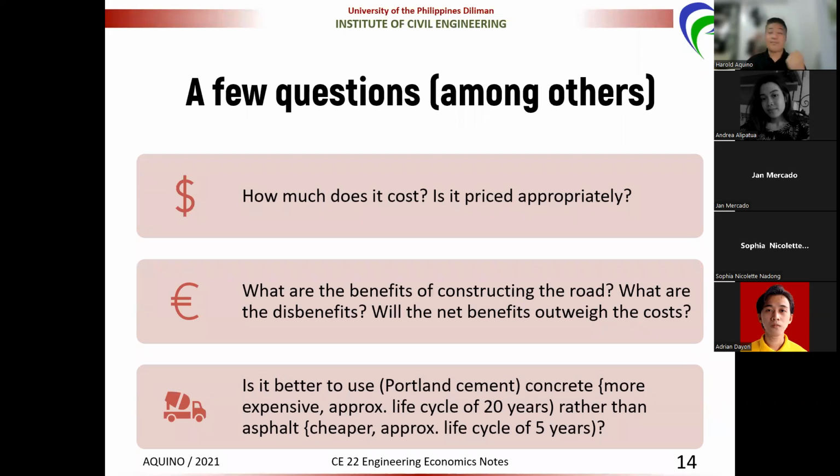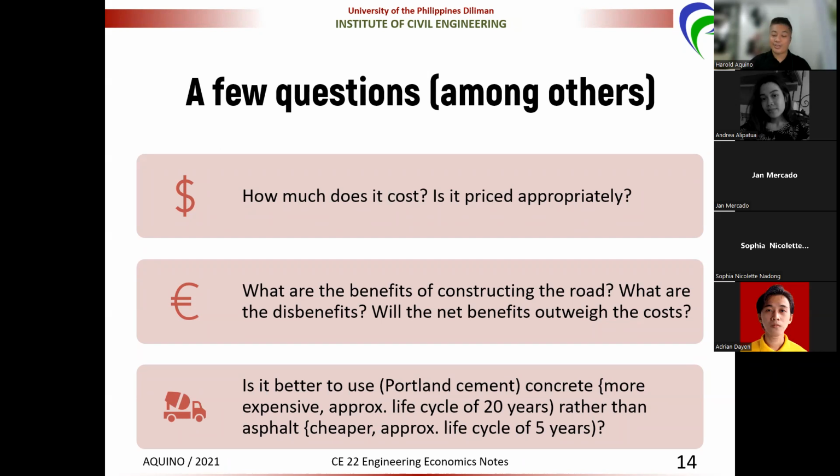Isa pang pwede nating pag-isipan, nabanggit nyo kanina, what is the cost of transportation of the material? Let's say may dilemma tayo, we have to choose between two suppliers. One supplier offers the same materials for a cheaper price, pero it's quite farther from the project site versus one that is very close to the project site, but it's substantially higher in terms of cost. No? So we have to use economic tools in order for us to be able to evaluate which one is a better alternative of the two.